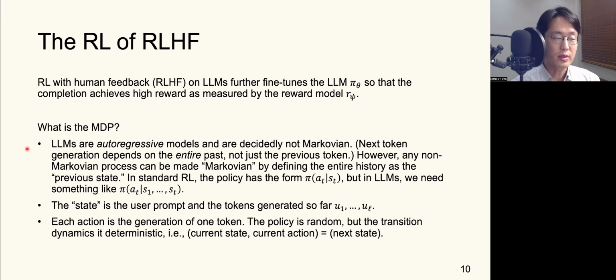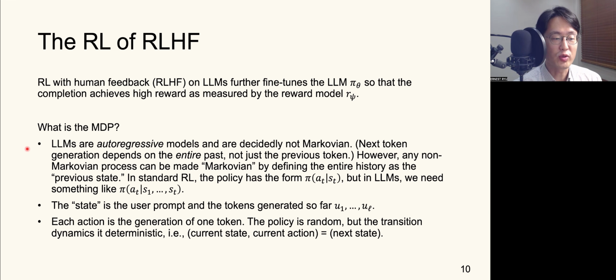Well, language models perform autoregressive generation, and this is decidedly not Markovian because the next token generation depends on the entire past, not just the previous token. However, if you take any non-Markovian process and simply define the entire history to be the previous state, then you can actually turn this non-Markovian process into a quote-unquote Markovian process. And this is actually what we're going to do.